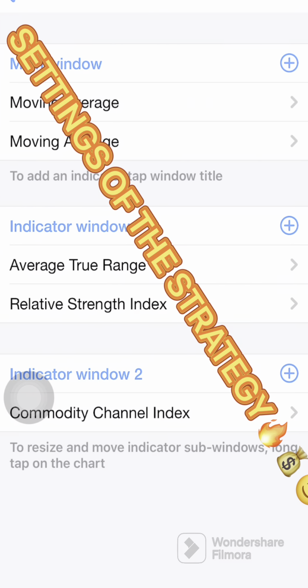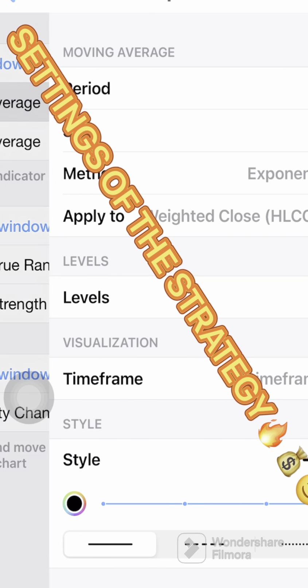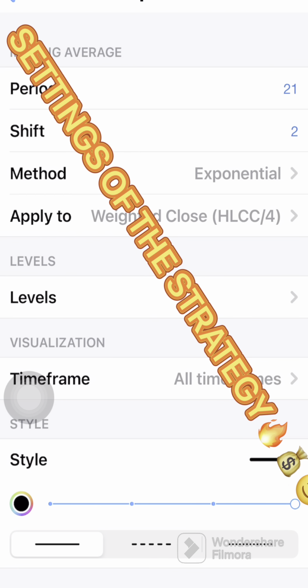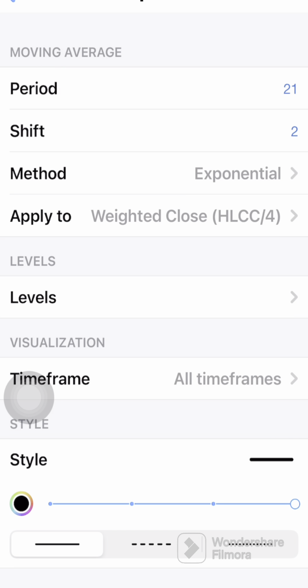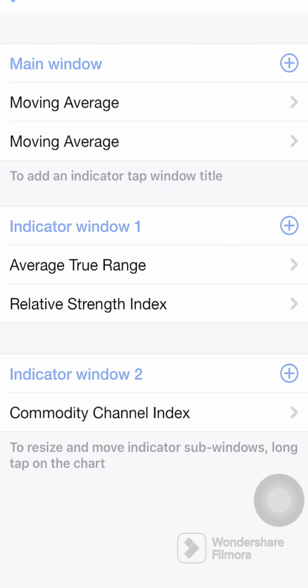For the main chart, we have two moving averages. The first moving average is period 21, shift 2, method exponential, applied to weighted close HLCC/4, which are the main settings for this Awesome moving average.